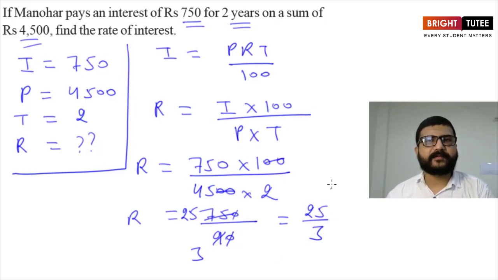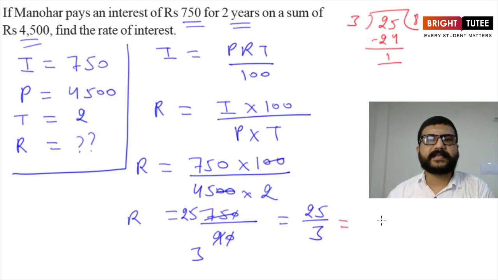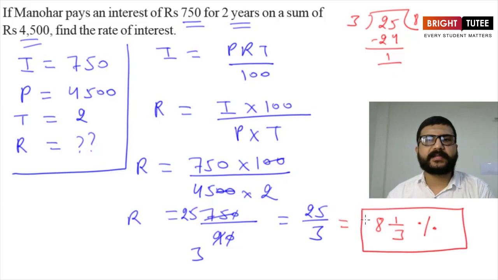Now we have to find the mixed fraction form. For that we have to divide it. So let's divide 25 by 3. 3 eights are 24. Now the remainder here is 1. So it means this can be written as 8 1 upon 3%. So the rate of interest is 8 1 upon 3%. So this is how we can find rate if interest is given, principal is given, time is given.